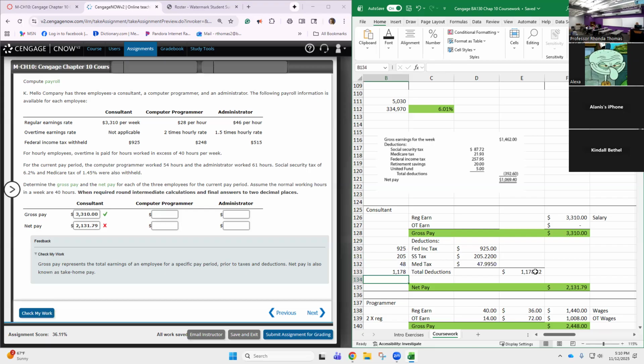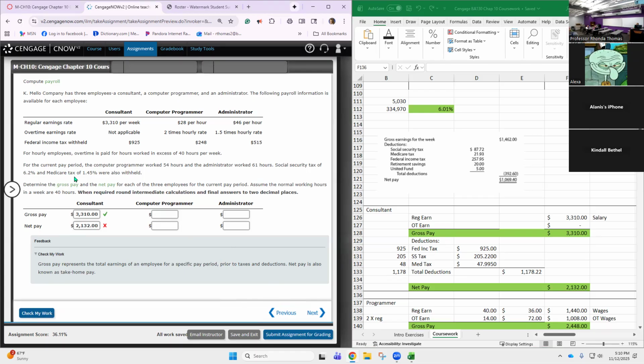How about 178 being the amount? Let me see if that's what they want. So they want... I don't know why they have to do that. Now let me put in 2,132 and see if that works. $2,132. Is that what they want? No. Okay, I'll come back to that one.